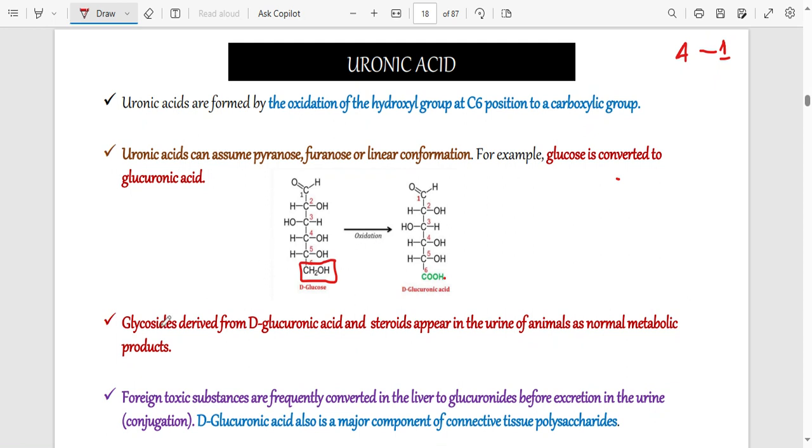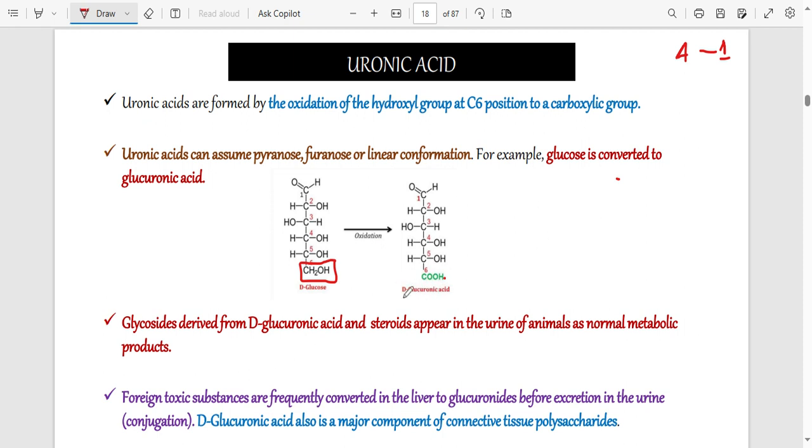Okay, so glycosides, or compounds which are going to come from D-glucuronic acid and other steroids. Steroids are compounds which are made up of cholesterol. Cholesterol is like a lipid which has got four rings. These are going to appear in urine of animals as metabolic products. So foreign toxic substances are going to be converted into glucuronides, which are basically some different forms of glucuronic acid.